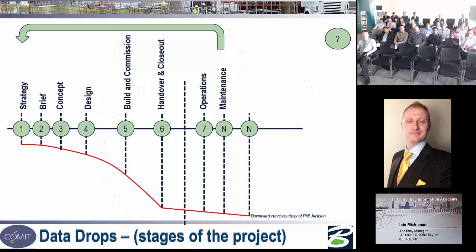And then finally, we have the handover and closer. So that's the information back from the supply chain all the way back up through the tier 1 contractor who collects that in their project information model and then pushes that back up to the client and the owners and the operators.